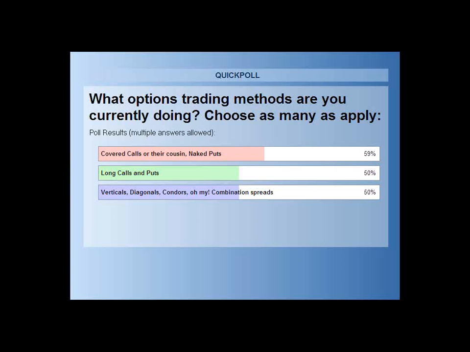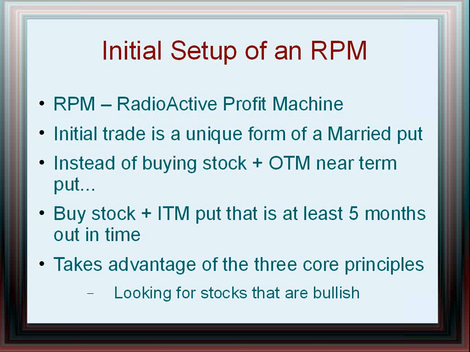Okay, so income method number 1, which we're going to discuss on the SLW trade, we'll talk about that a little bit. We use covered calls in a sense, but we do it in a different setup. We do it with the protection already in place and after the stock has moved instead of anticipating that the stock is going to make a move. 50% of you are doing long calls and puts, and 50% are doing the vertical spreads, diagonals and condors.